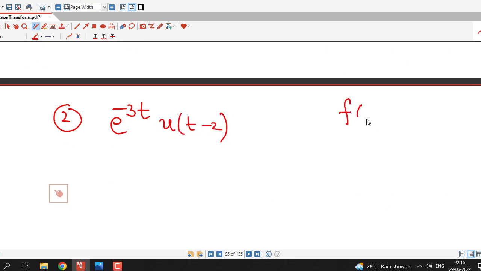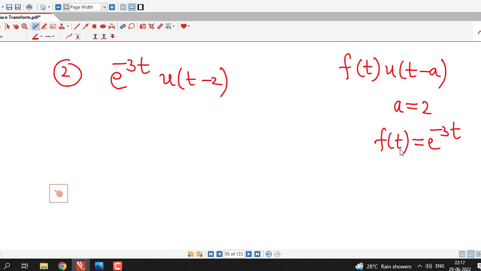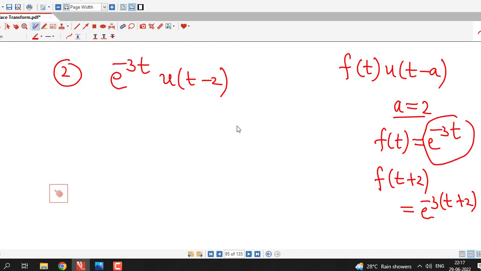So first we compare this with f of t times u of t minus a, and we find that value of a is 2, f of t is e raised to minus 3t, and because a is equal to 2, we will require f of t plus a, that is f of t plus 2, that is nothing but e raised to minus 3 times t plus 2. We replace t by t plus 2 here. So this is just for understanding.